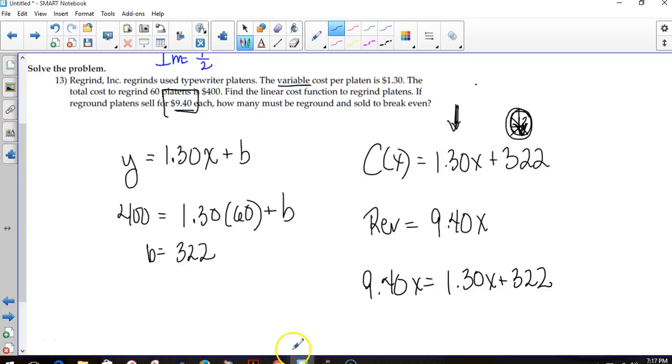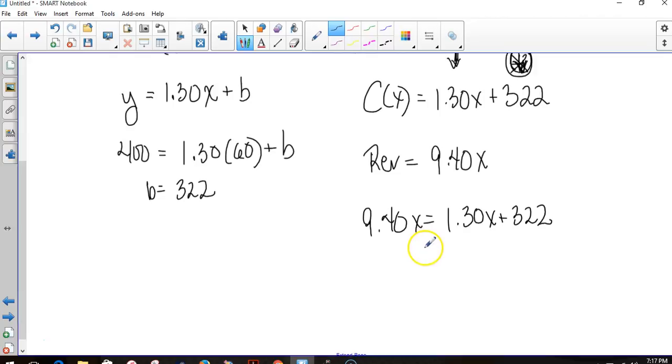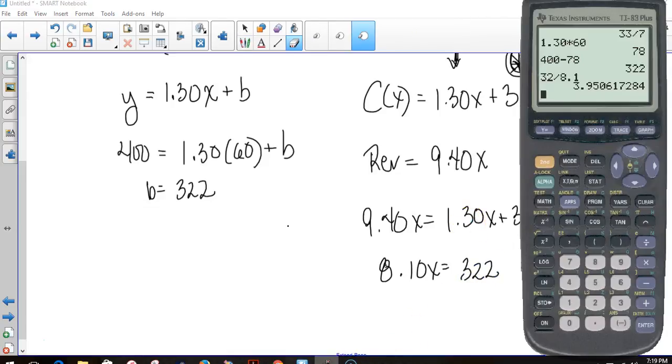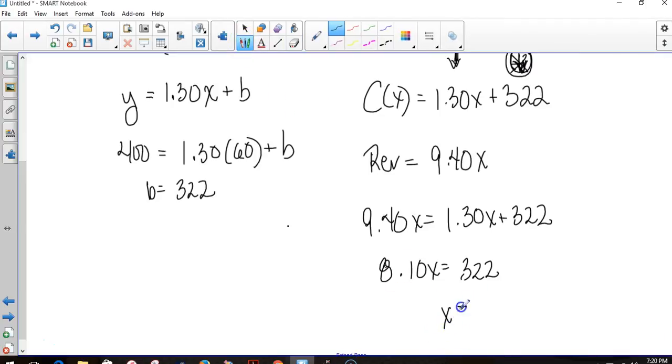So you can either solve the system by graphing, or you can solve the two-step equation. And then I'm going to have to subtract this $1.30 over to the other side. So I get $8.10. And I want to know 322 divided by $8.10. 39 and 0.75. Certainly can't sell 0.75 of a platen, or whatever it is called. So we are going to have to sell 40. And that's going to be my break-even point.